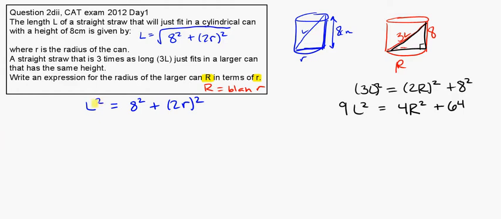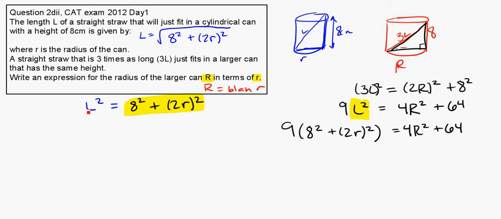So what I'm going to do is take this L squared, which is equal to 8 squared plus (2r) squared, and I'm going to replace that where I see the L squared over here. So in fact, my equation is now going to be 9 times (8 squared plus (2r) squared), exactly as I had it, is now equal to 4 big R squared plus 64. So again, that's a straight substitution.